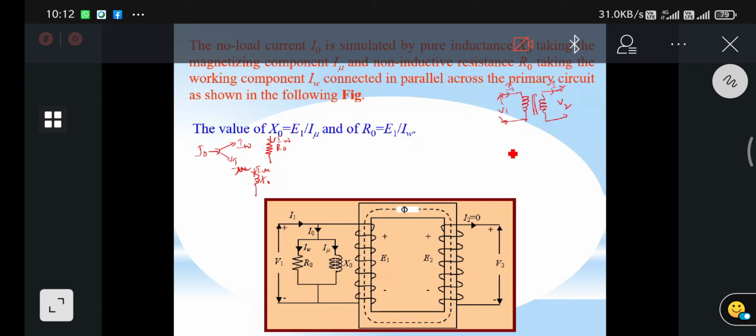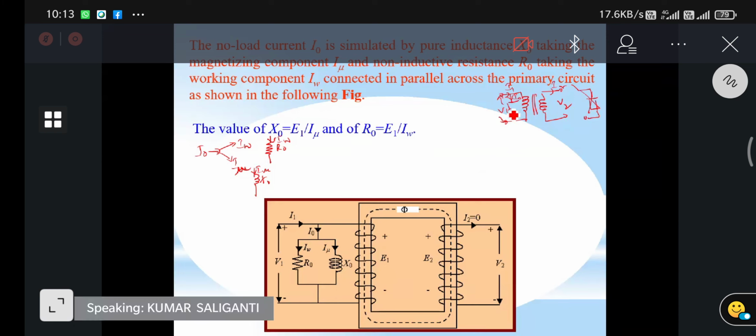But suppose the load is not connected here. What happens then? We will get the no load component of current, I naught, which has a resistive nature and a reactive nature.